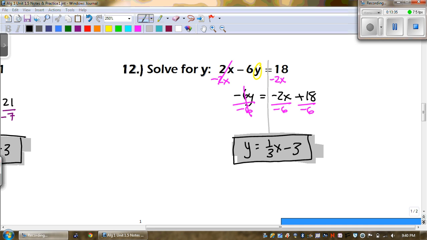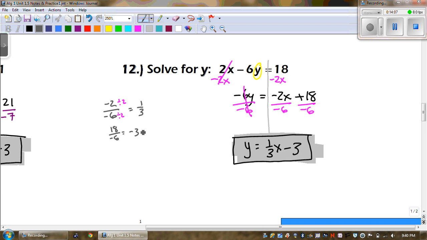Okay, and when you're all done, you should get y equals 1/3 x minus 3. You might be like, yo, Mr. Grice, how did you get that? Well, negative 2 over negative 6, a negative divided by negative is a positive, and you can divide both the top and the bottom by 2. And that's how we get positive 1/3. Okay? And 18 divided by negative 6 gives us a negative 3. Okay, so you have to watch your signs.